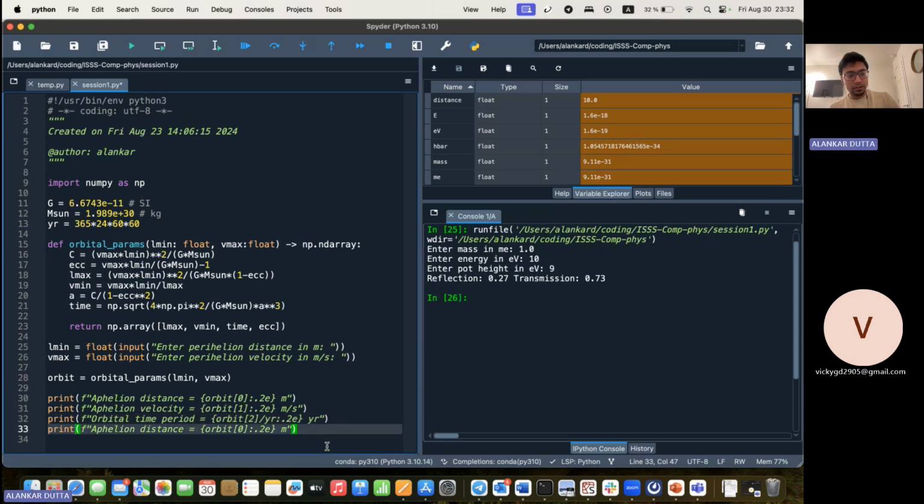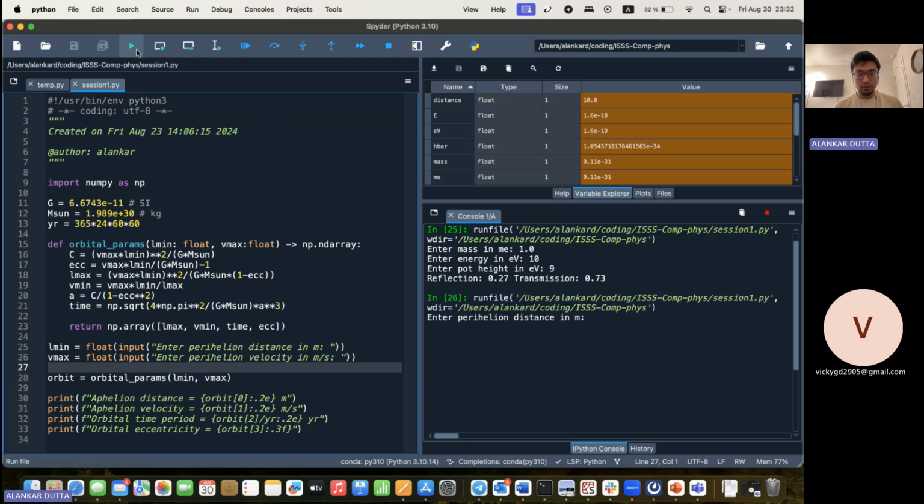And then the last one is eccentricity. Eccentricity and 0, 1, 2, 3. And this would be, say, 0.3 F. Okay, so I think we are now ready for this. So let's run this program. So enter and let's test the 2 things that are given in here.